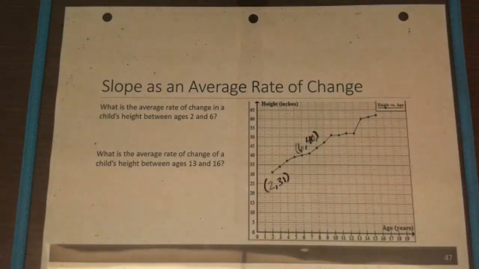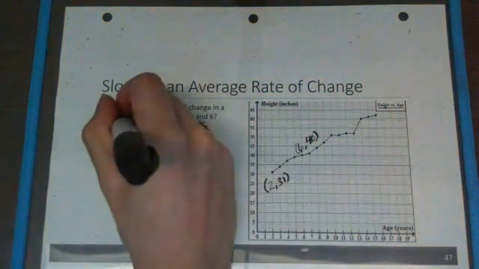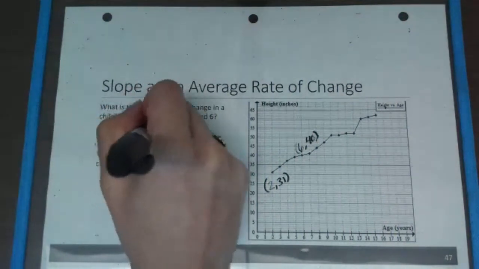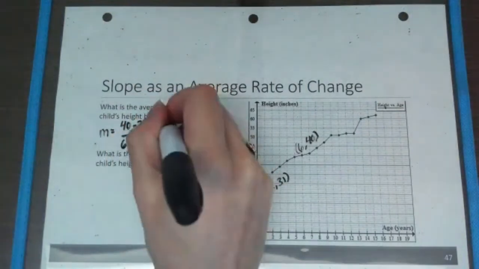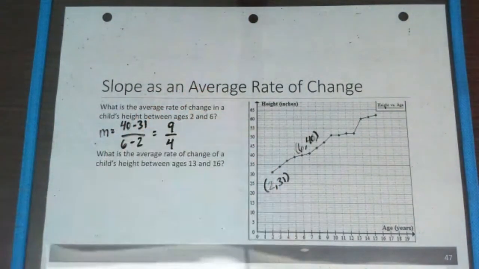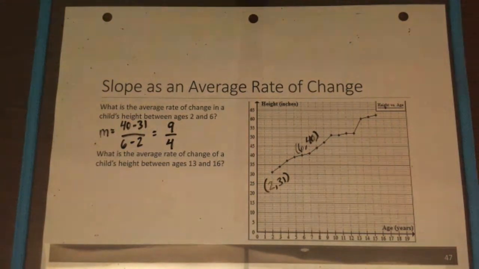So to find the average rate of change, I want to find the slope between these 2 points. So I'm going to take 40 minus 31 over 6 minus 2. That is 9 over 4. Now most of the time when we're talking slope, fractions are the way to go. However, in this case, we're trying to find the average rate of change in a child's height. 9/4 doesn't mean a whole lot to us. So what I want you to do is kind of think about what this 9/4 represents.